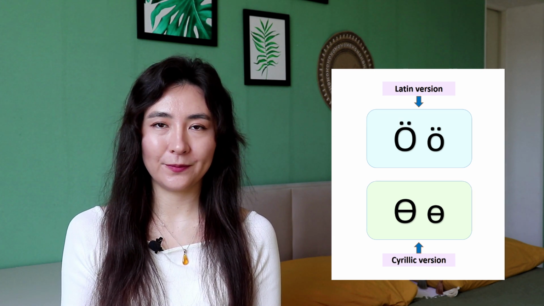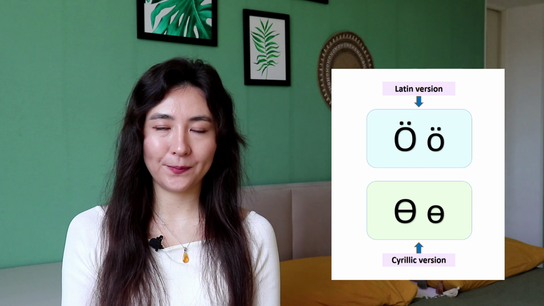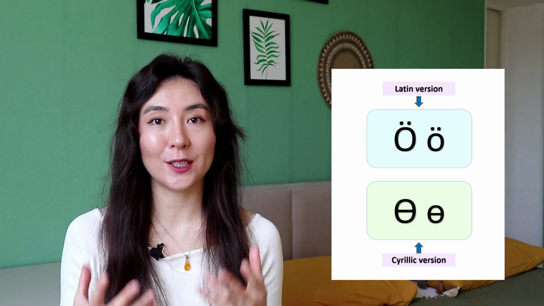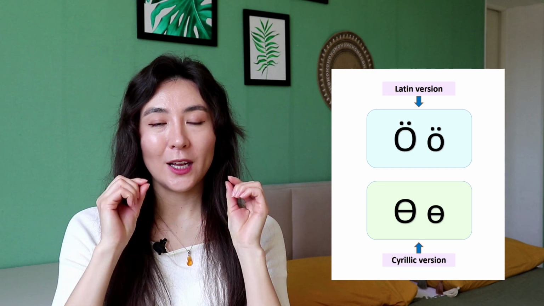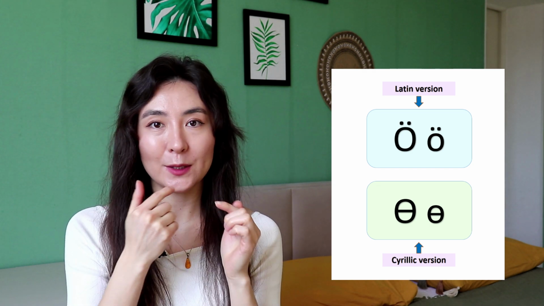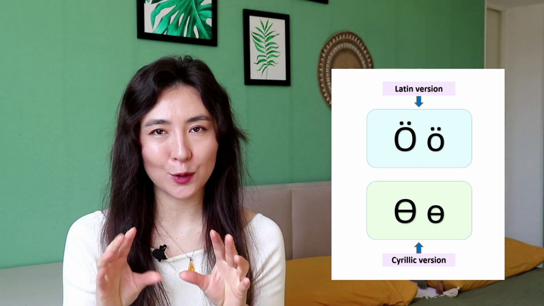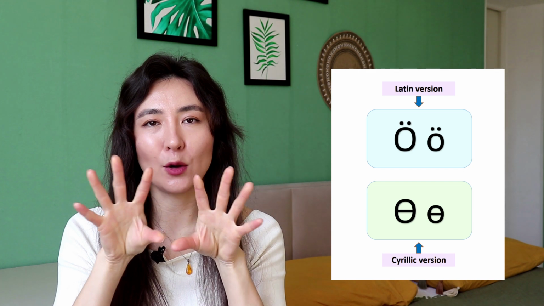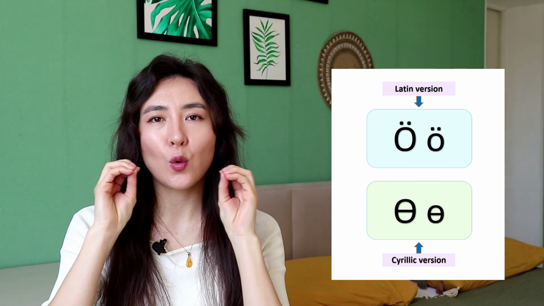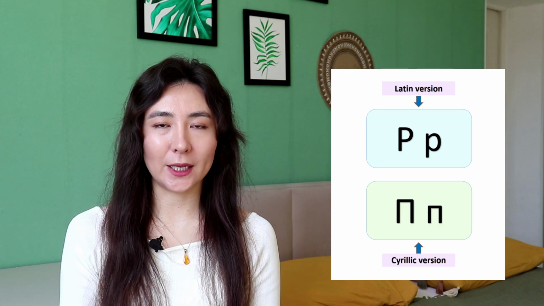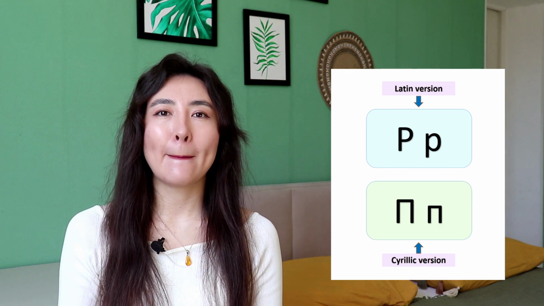W, W. So when you pronounce W, you try to pronounce it softly. Also, at the beginning, your lips will be round. And then as you start to pronounce it, your lips open up a little bit. So, W, W. P, P.